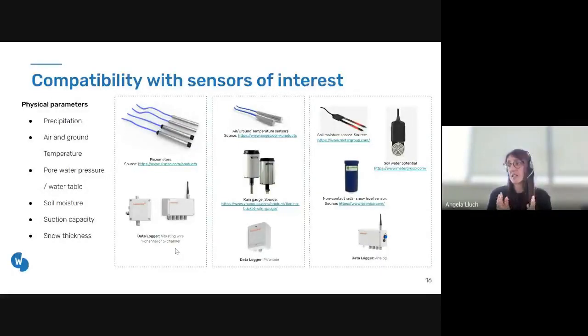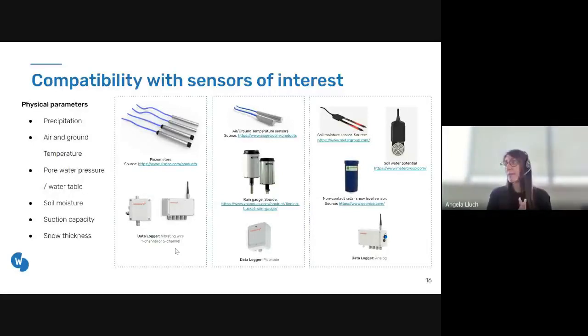In this case, the combination of these sensors could be connected to an analog data logger. In general, temperature sensors are designed to report analog output signals. And in the case of the rain gauge, some of them report pulse counters. These are output signals that can be read by this type of data logger.